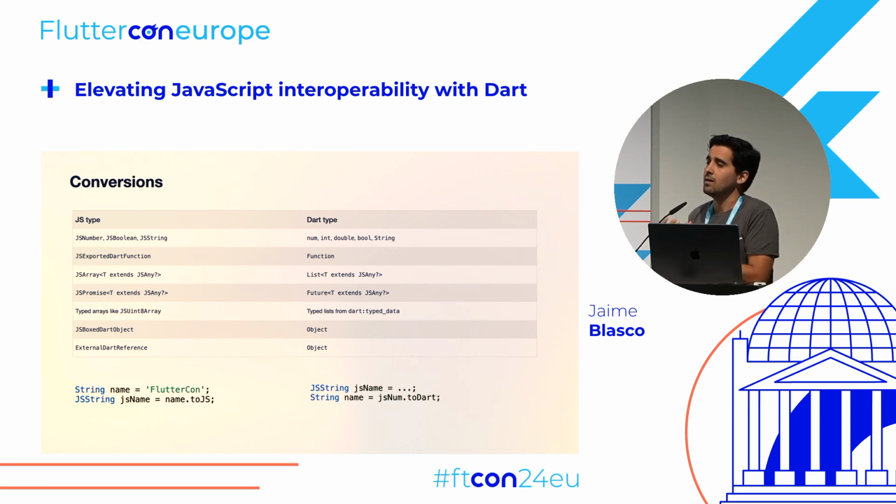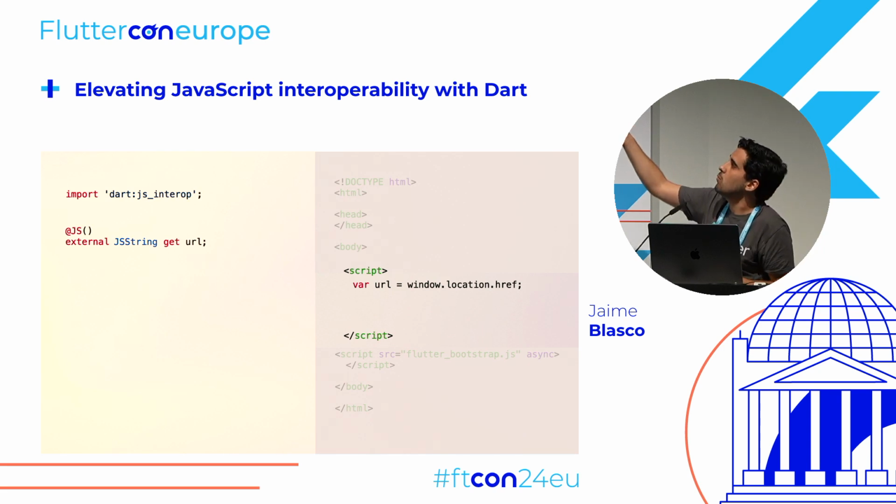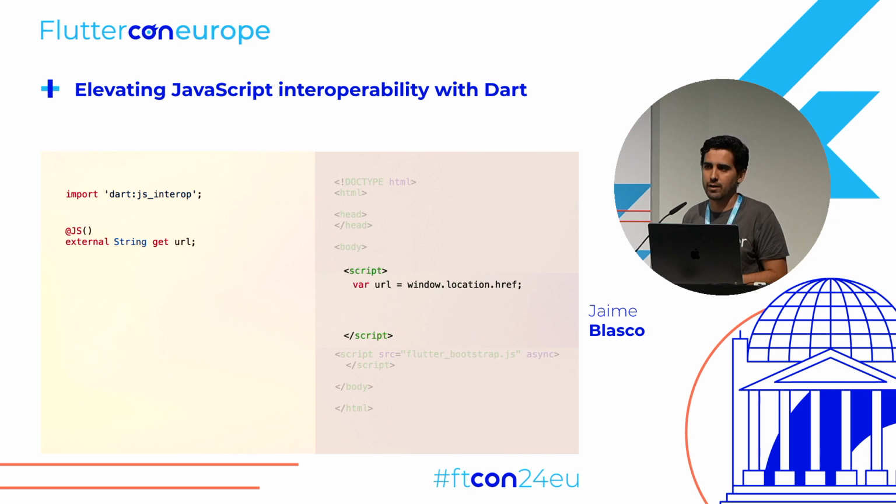Luckily for us, the Dart language itself, when you compile it, will automatically convert all the primitives that you use directly. So for example, if you want to access a JavaScript variable that's a string, you can define it as a string directly in our Dart code, and during compilation it will do the automatic conversion itself. For example, we were seeing before that we just create this getter that was a JS string. We can safely use a string there because it will do the conversion automatically for us.